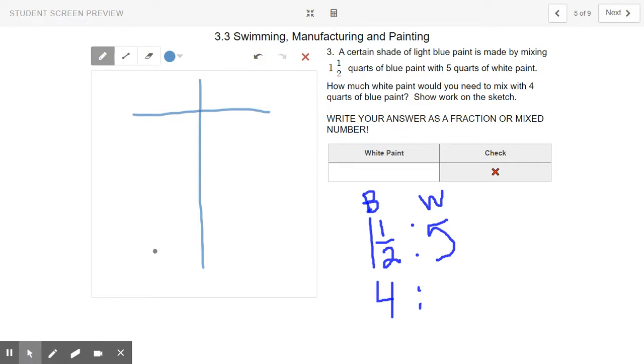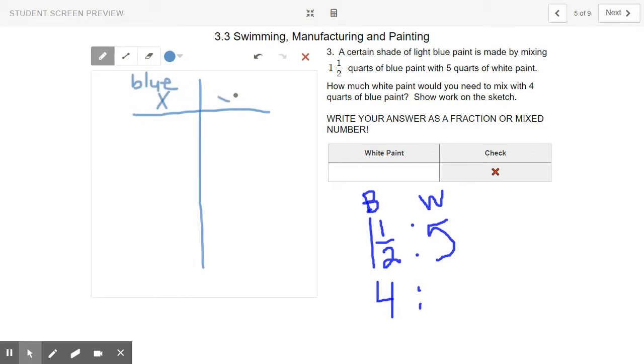So the first thing I need to do is decide, well, I've got blue paint and I've got white paint, right? And they're in a ratio. So I'm actually going to set my table up a lot like this. Remember, we usually call this our X value. So this is going to represent the amount of blue.